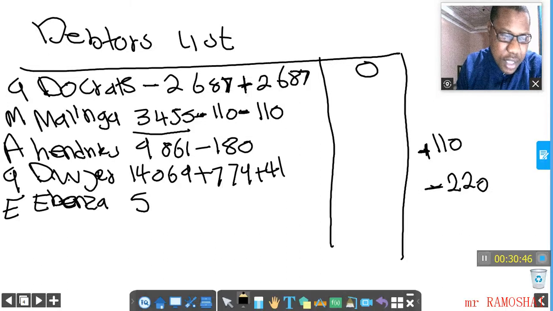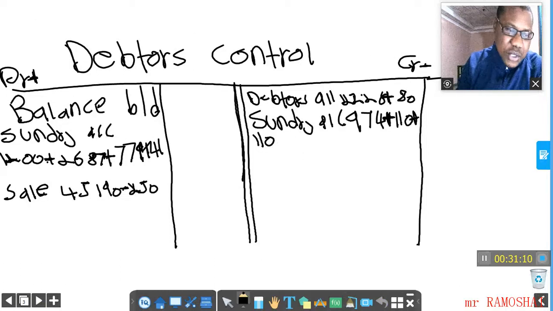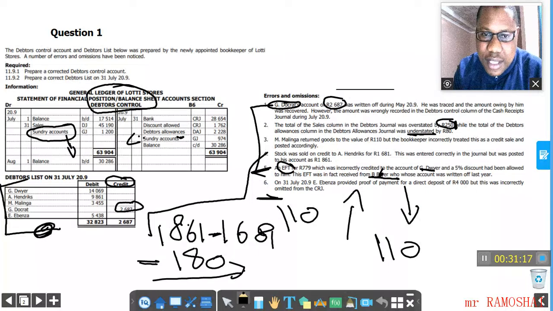He was owing us 5,438. So we subtract here how much? Because it's an EFT, that means he paid us. So we subtract 4,000, right? So now we go back to the debtors control, right? So what do we do? Look at this.